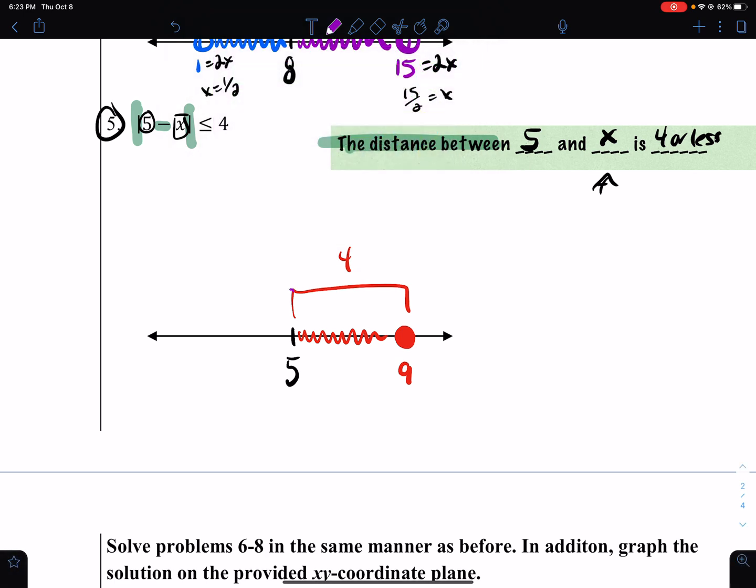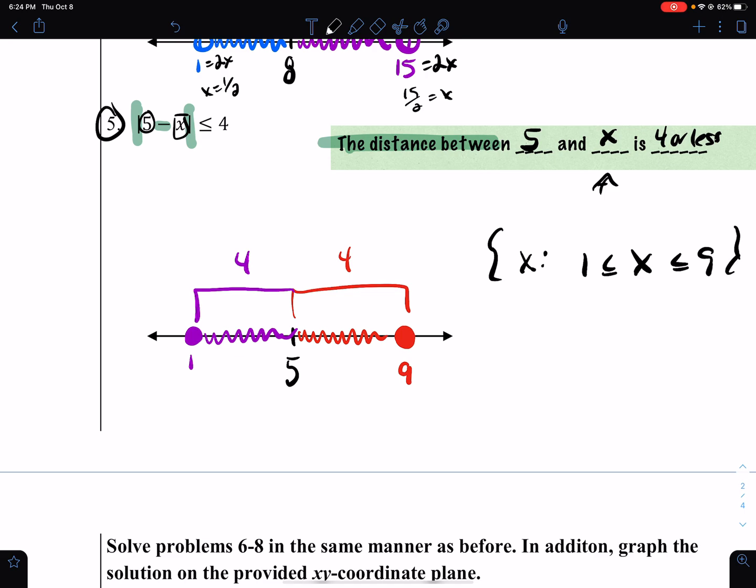On the other side, if I go 4 away, that would bring me to the number 1. And the number 1 is exactly 4 away, and the numbers that are less would be getting closer to the middle. So I can easily see that our solution set here are all the x's, such that the x's are between 1 and 9, and we're including both of them.